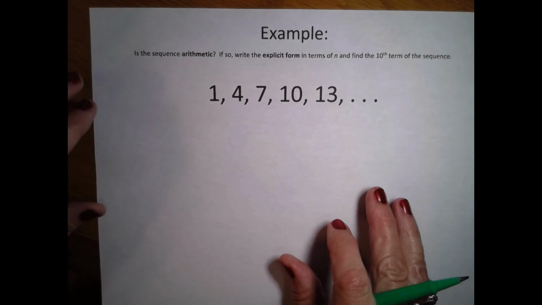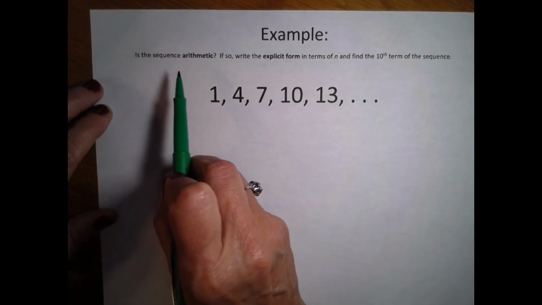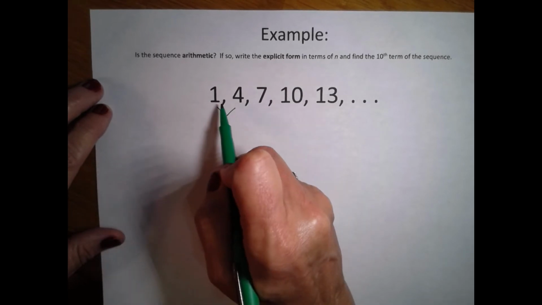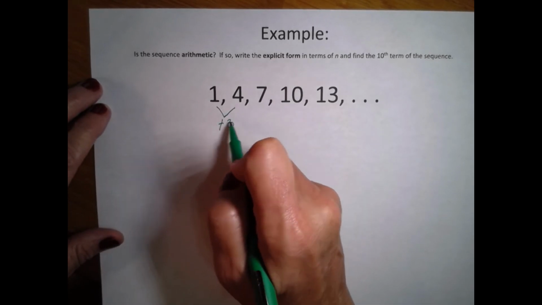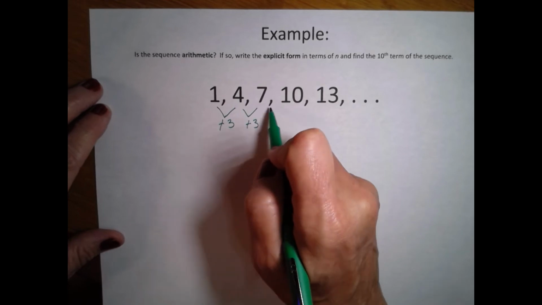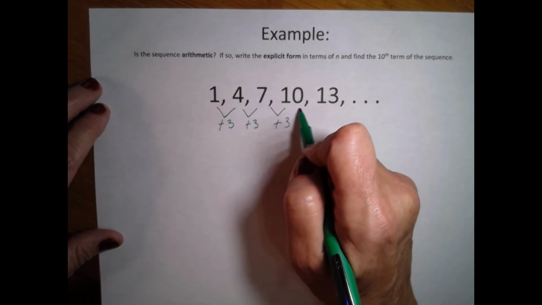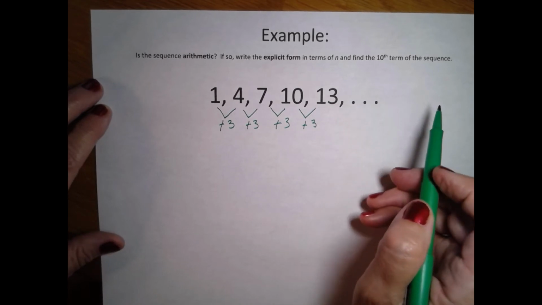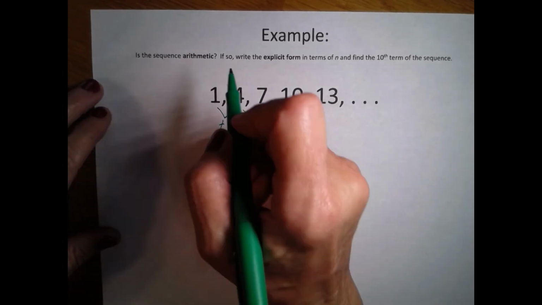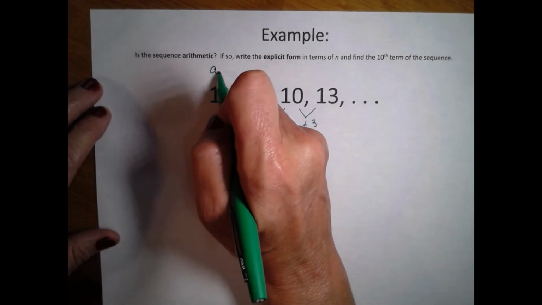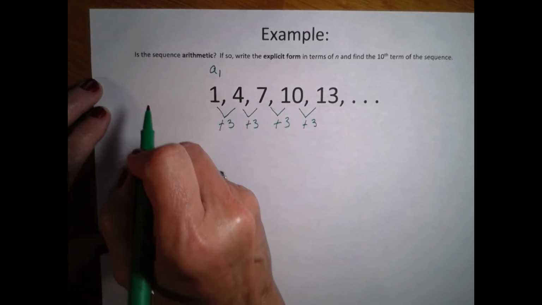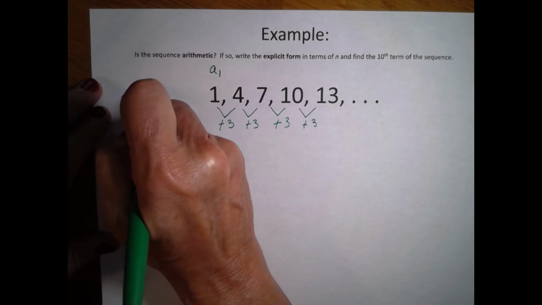Now we have an example. Is the sequence arithmetic? Well, we know that by definition, we're just going to see if it has a common difference. We have plus 3, plus 3, plus 3, plus 3. And it is an infinite sequence. We do know that we need a sub 1. a sub 1 is 1. It's our first term. And we need our difference. Well, our difference is equal to 3.